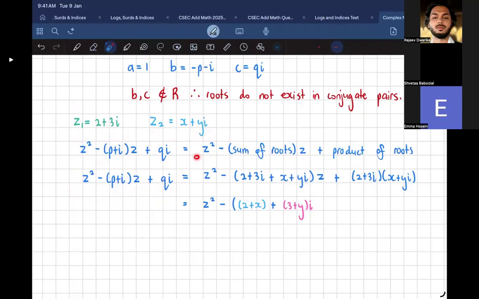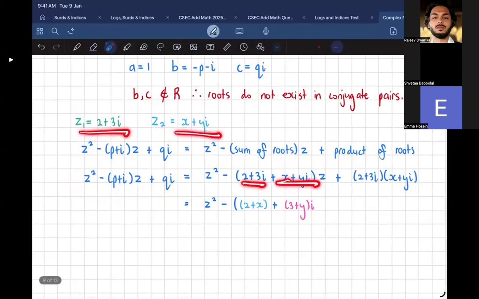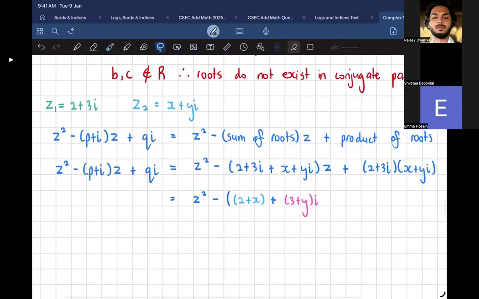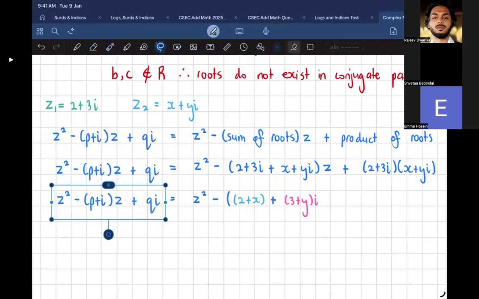If you have the roots, you could find the original equation by finding the sum of the roots and the product of the roots. So the sum of the roots would be 2 plus 3i, the first root, plus the second root, which is x plus yi. And then the product of the roots, so 2 plus 3i times x plus yi. Stay with me so far. You'll see where I'm going with this.